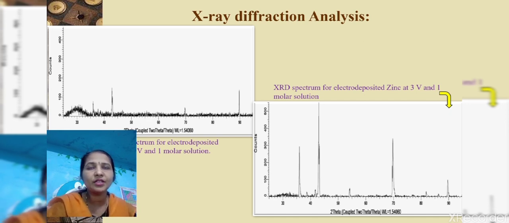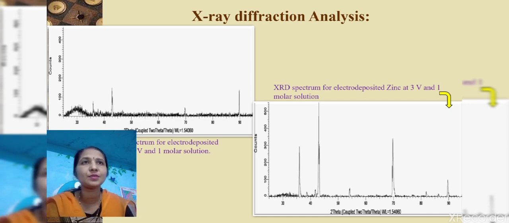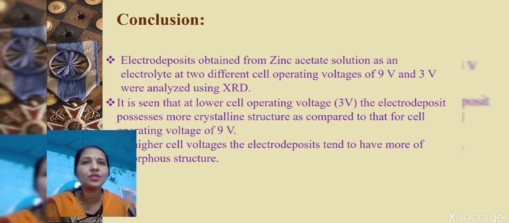At higher cell operating voltage, there is more of radial component driving the ions toward the cathode, which obstructs the natural deposition. Therefore, the electrodeposit deviates more and more from crystalline deposits and tends to appear more and more amorphous, which is clearly visible from the comparison of these XRD spectra as shown in these two diagrams.